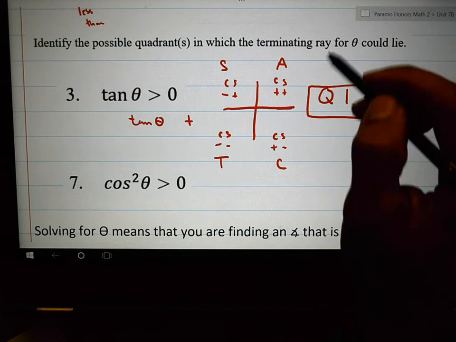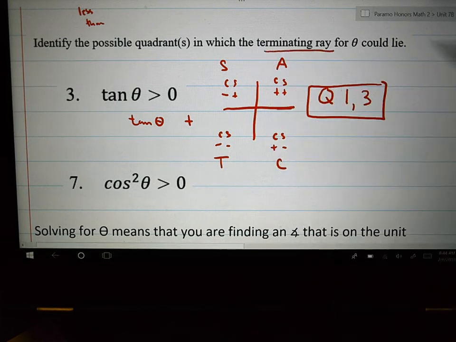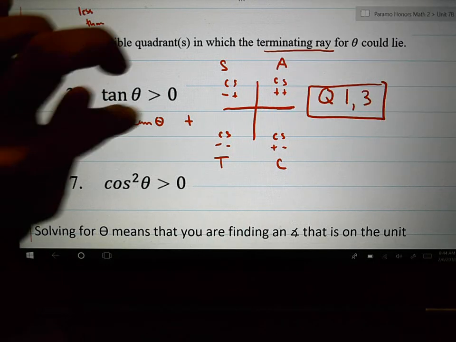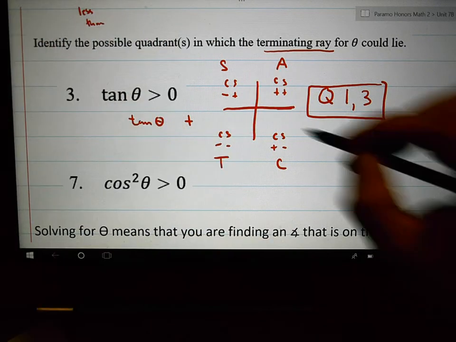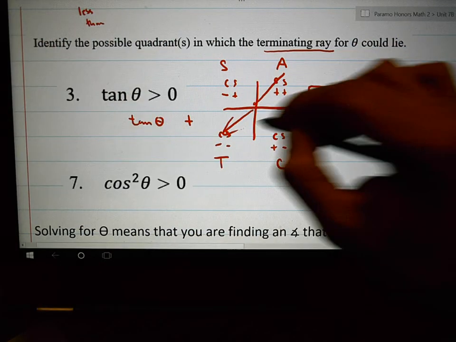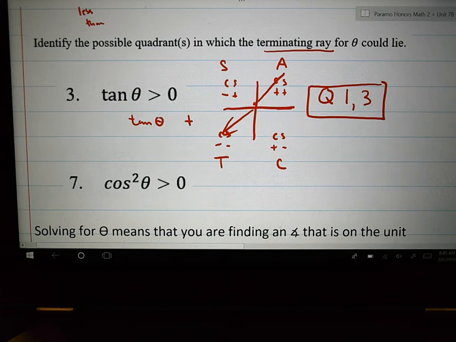Now it asks for the terminating ray. The terminating ray means where is it possible to end? And we know that the tangent is only positive in those 2 places, so it could only be here or here, somewhere in that quadrant or somewhere in that quadrant.